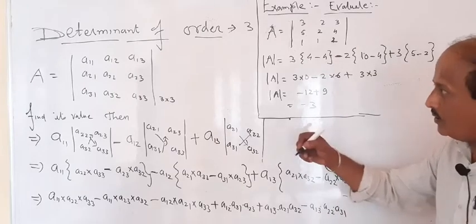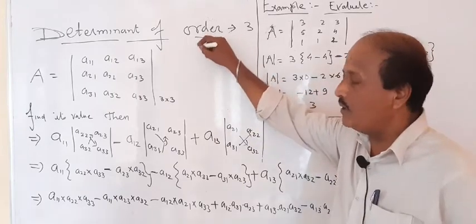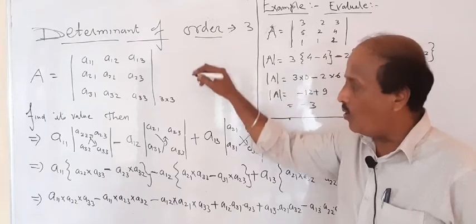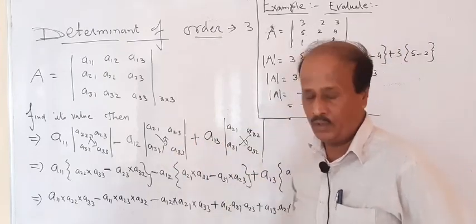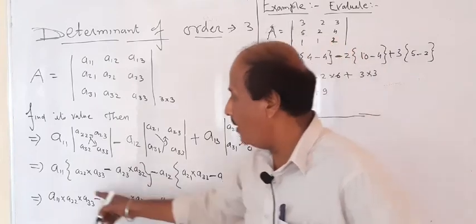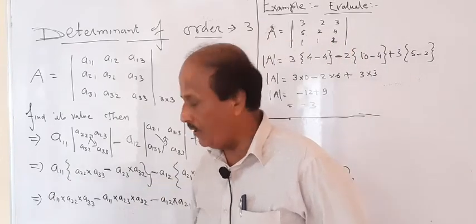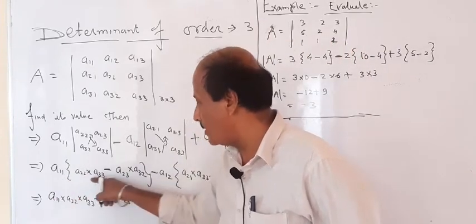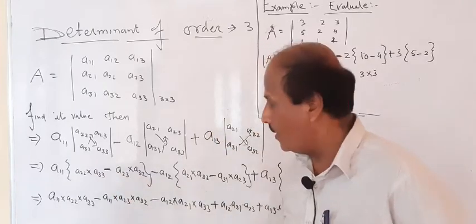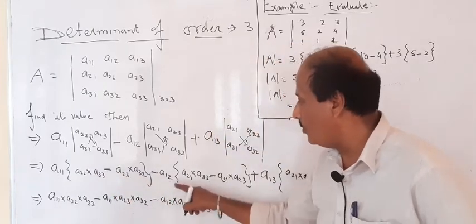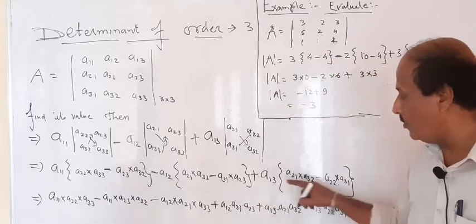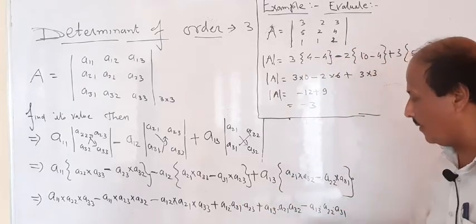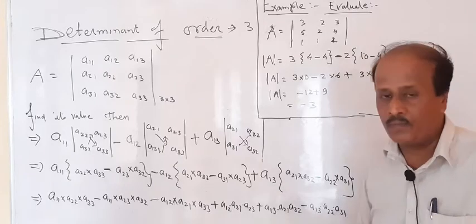So what we did, an order 3 determinant is converted into order 2 determinants. Why? Because we know how to solve an order 2 determinant. Now the next step, you use the distributive property. A11 you multiply with this element as well as this element. Then minus A12 you multiply with this element and this element. Then A13 you multiply with this element and this element. So you'll get a big multiplication form.